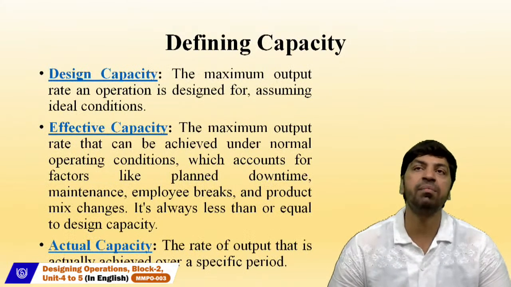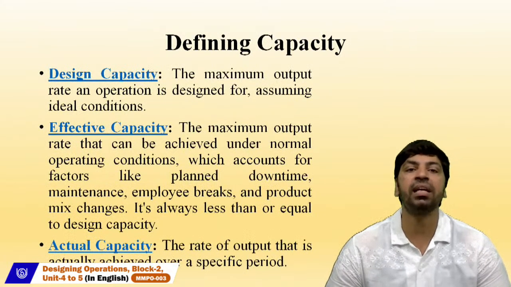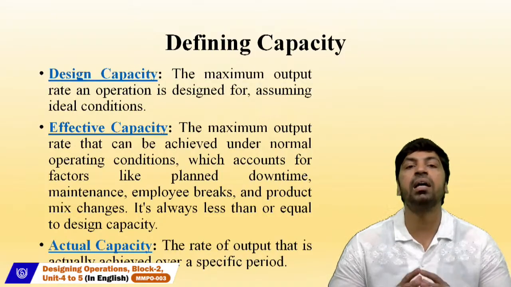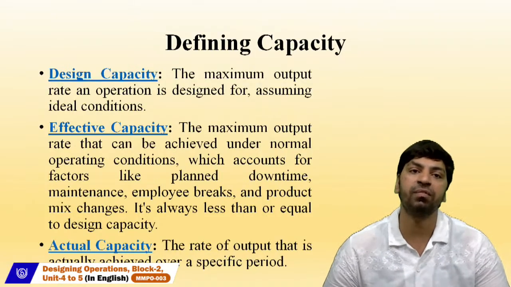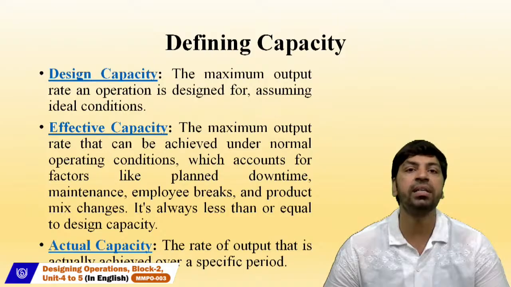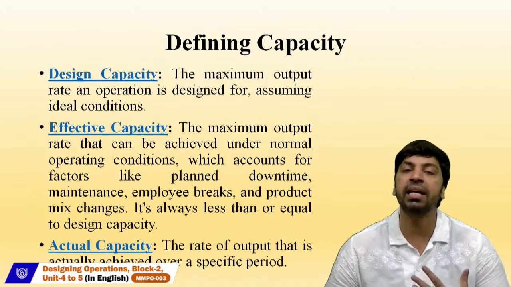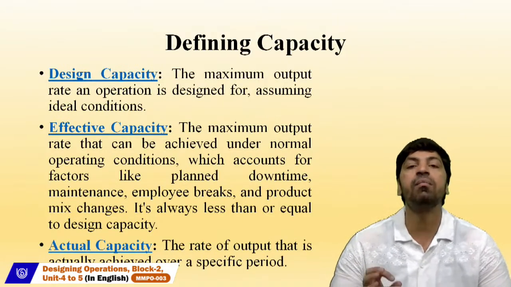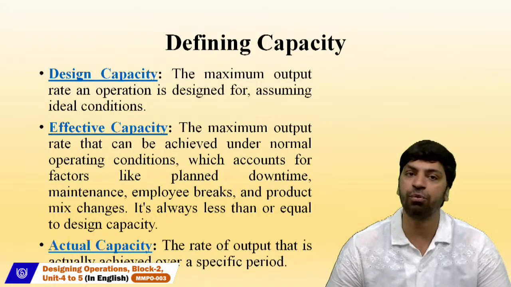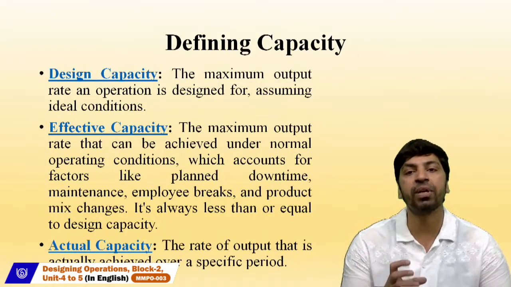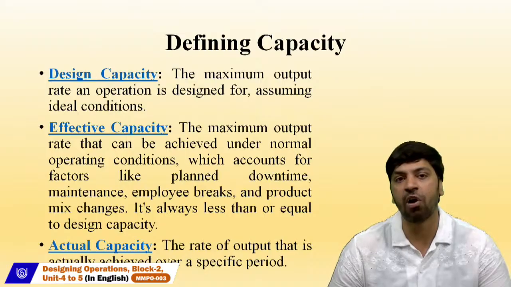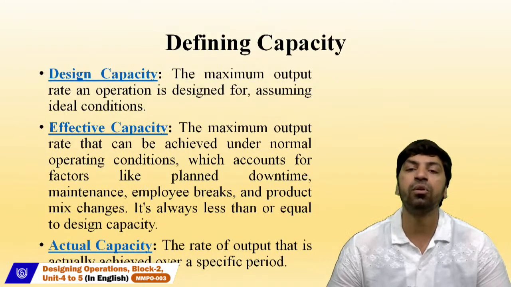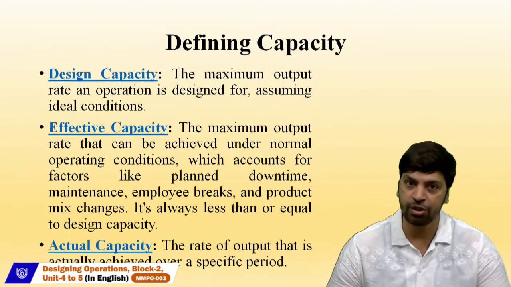The next important aspect is defining capacity. There are three major types of capacity. The first one is design capacity. Design capacity refers to the maximum output rate an operation could be designed for, assuming normal working conditions.